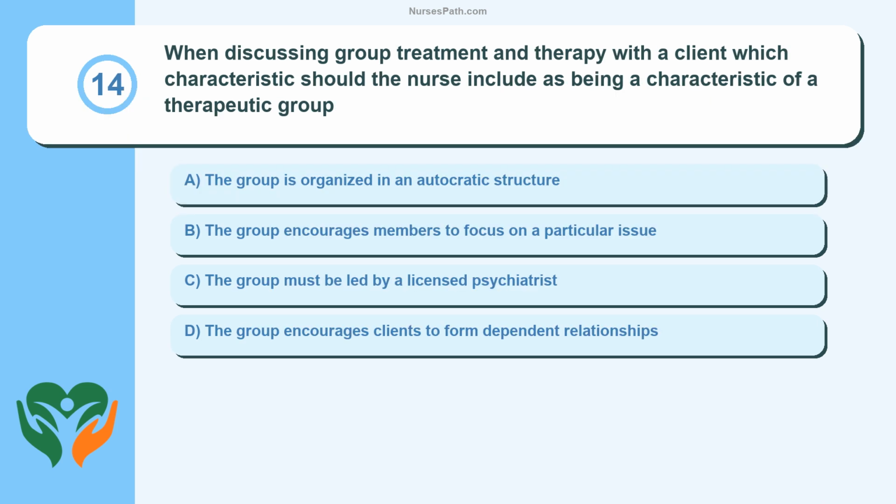Question 14. When discussing group treatment and therapy with a client, which characteristic should the nurse include as being a characteristic of a therapeutic group? The group is organized in an autocratic structure. The group encourages members to focus on a particular issue. The group must be led by a licensed psychiatrist. The group encourages clients to form dependent relationships.